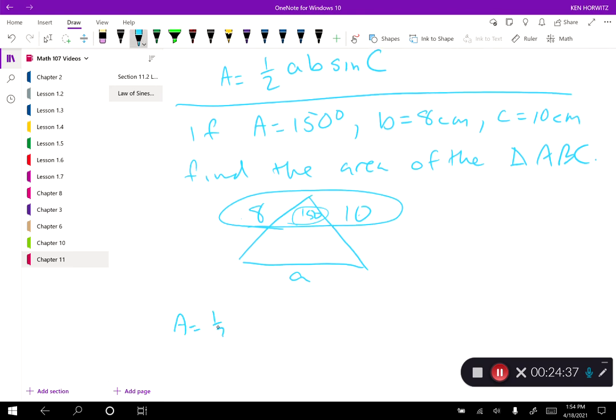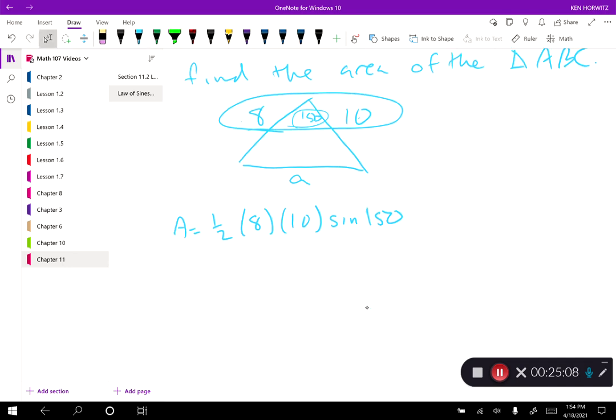Area equals 1/2 times 8 times 10 times the sine of 150. All right, so now this particular problem, you don't need a calculator. Sine of 150 is on your unit circle. 8 times 10 is a fairly basic multiplication. So do me a favor, guys. Let's multiply it out, and we'll talk about the answer on the back end.